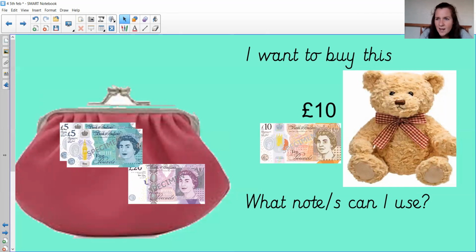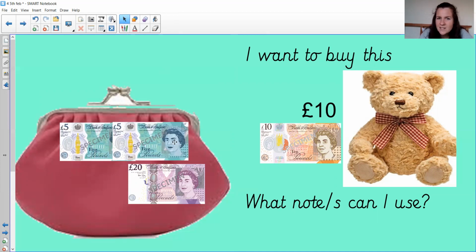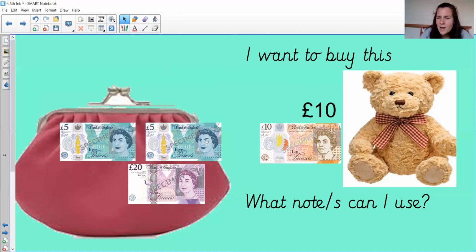Oh, that's magic. I've got more. I didn't realise I've got more than one £5 note in my purse. That changes things a bit, doesn't it? Have a little chat to the person next to you. How does that change things?